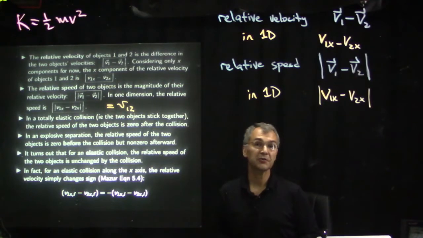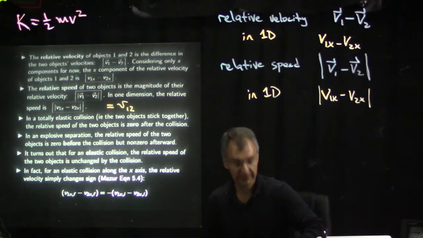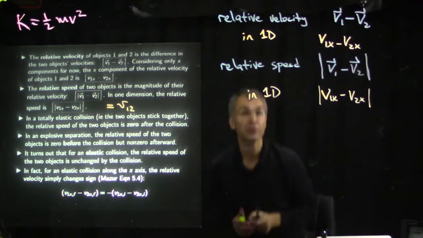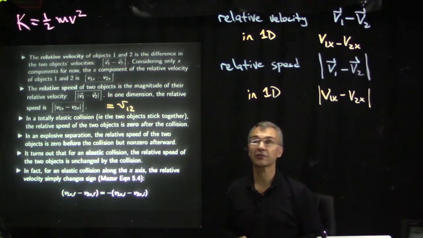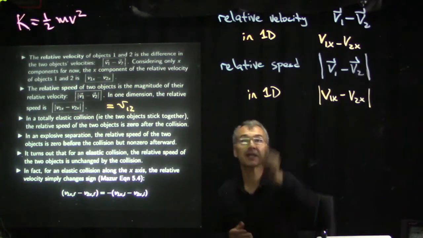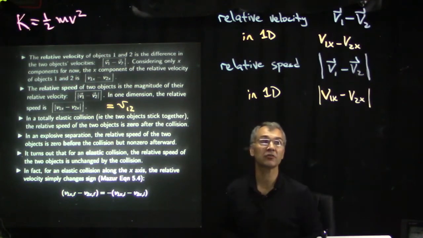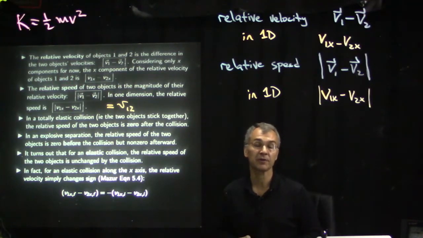The relative velocity of objects 1 and 2 is the difference in the two objects' velocities. So it's v1 minus v2. It's the difference of those two vectors. And considering only x components for now, so we're working in one dimension, the x component of the relative velocity of objects 1 and 2 is v1x minus v2x.